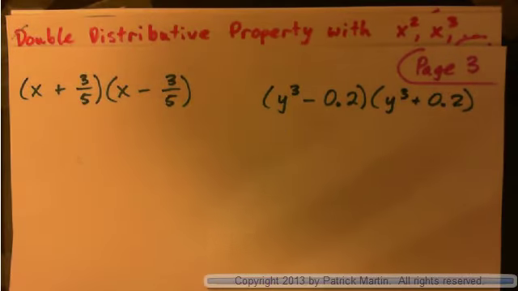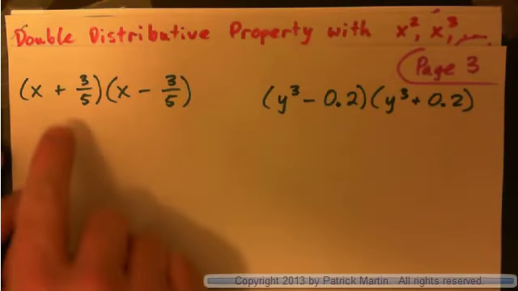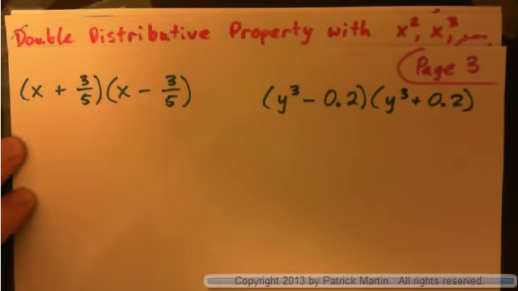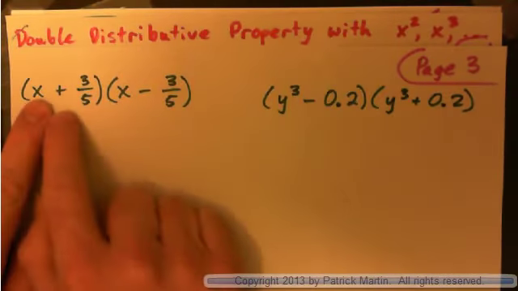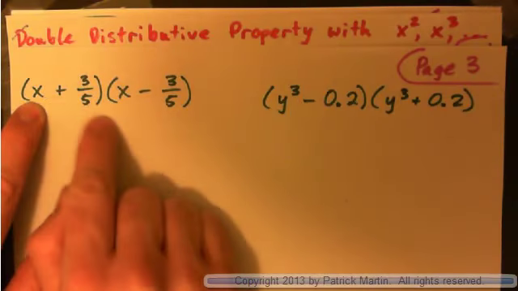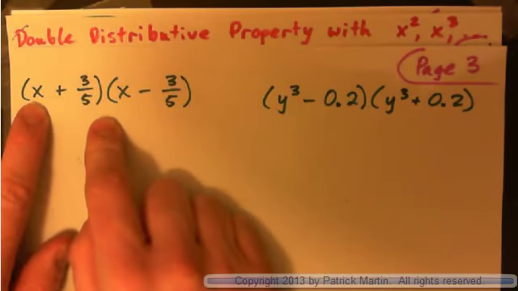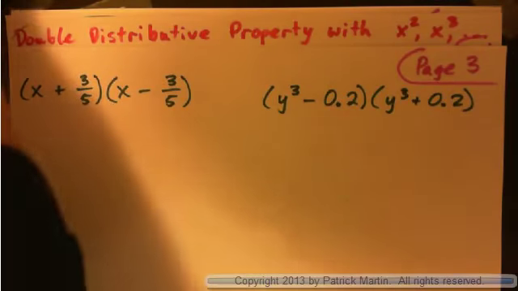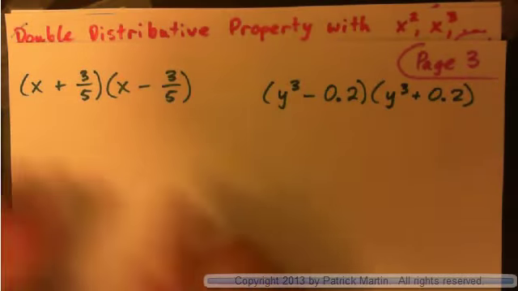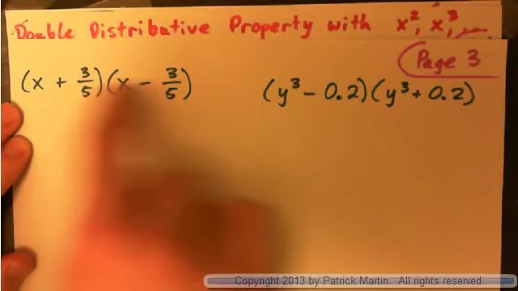Continuing with the double distributive property with higher powers of x and things like that. We'll just look at these types of examples where, if you look at them carefully, this is x plus 3/5 and this is x minus 3/5. So see the pattern here.